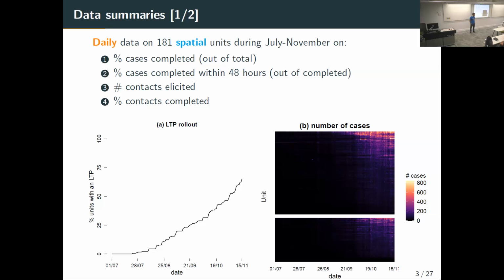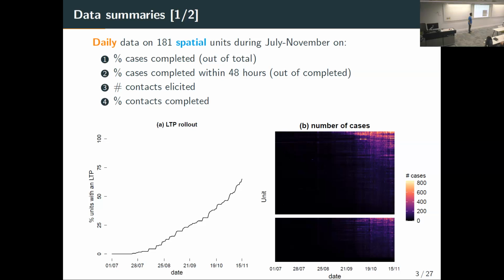It was summer back then, so the virus was not spreading too fast. But as we go towards the end, the number of cases start to increase. And here I've split the panels between units that are never treated and the units that got an LTP eventually at some point during the study. And you already can see that there is a bit of a difference. These appear to be units that have quite a bigger number of cases, and that can mean many things.